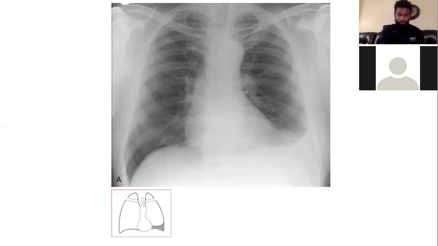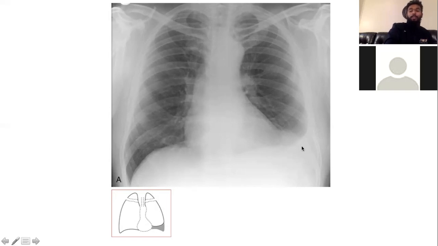And do you know what the meniscus sign is? It's how fluid sits, it creates this little circular curve, like a meniscus. The fluid has this little curve to it, which is the meniscus sign.